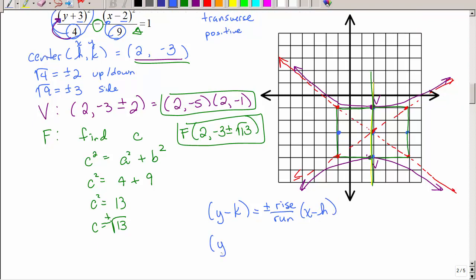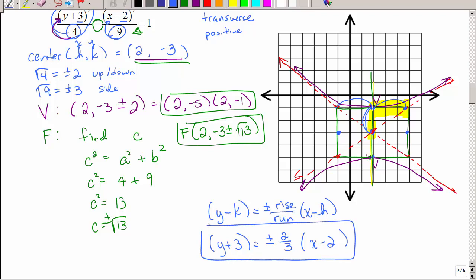Well, y plus 3 equals plus or minus, I'm going to leave that blank for a minute, x minus 2. Now what's this rise over run? From the center to a corner, rise over run. How far did I rise? How far did I run? Well, I went from the center to the vertex, that's 2, and the vertex to the end point of that box, that's 3. And the reason why it's plus or minus is because I can go up and left and get that second asymptote. And you may leave it, and I would prefer if you just left it in that form.